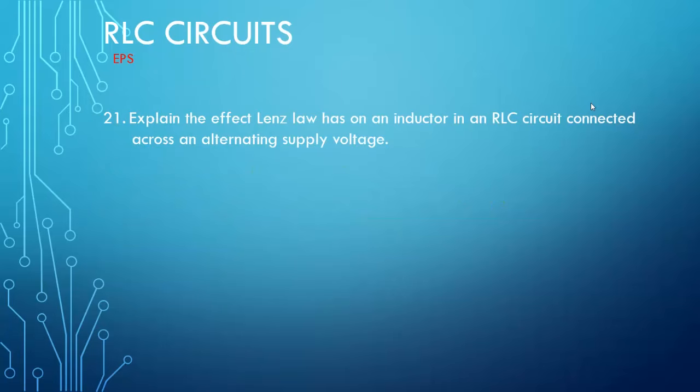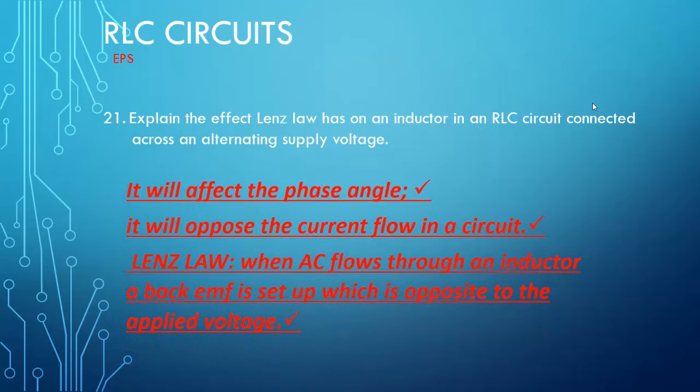Explain the effect Lenz's law has on an inductor in an RLC circuit connected across an alternating supply voltage. It will affect the phase angle. It will oppose the current flow in a circuit. Lenz's law states when AC flows through an inductor, a back EMF is set up, which is opposite to the applied voltage.